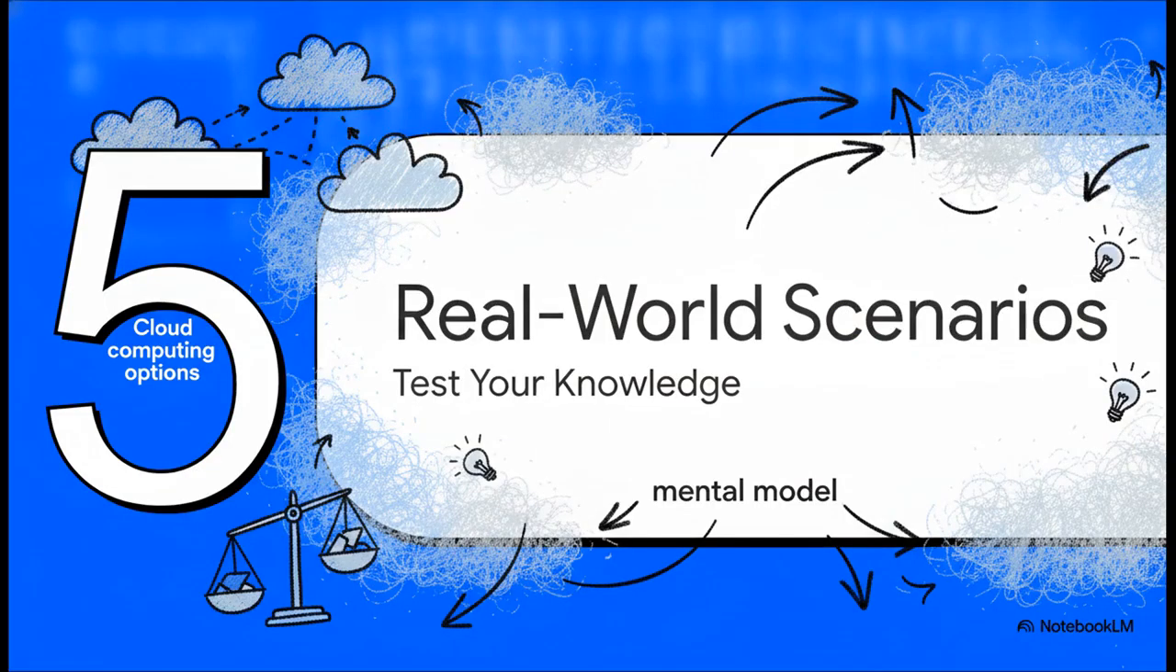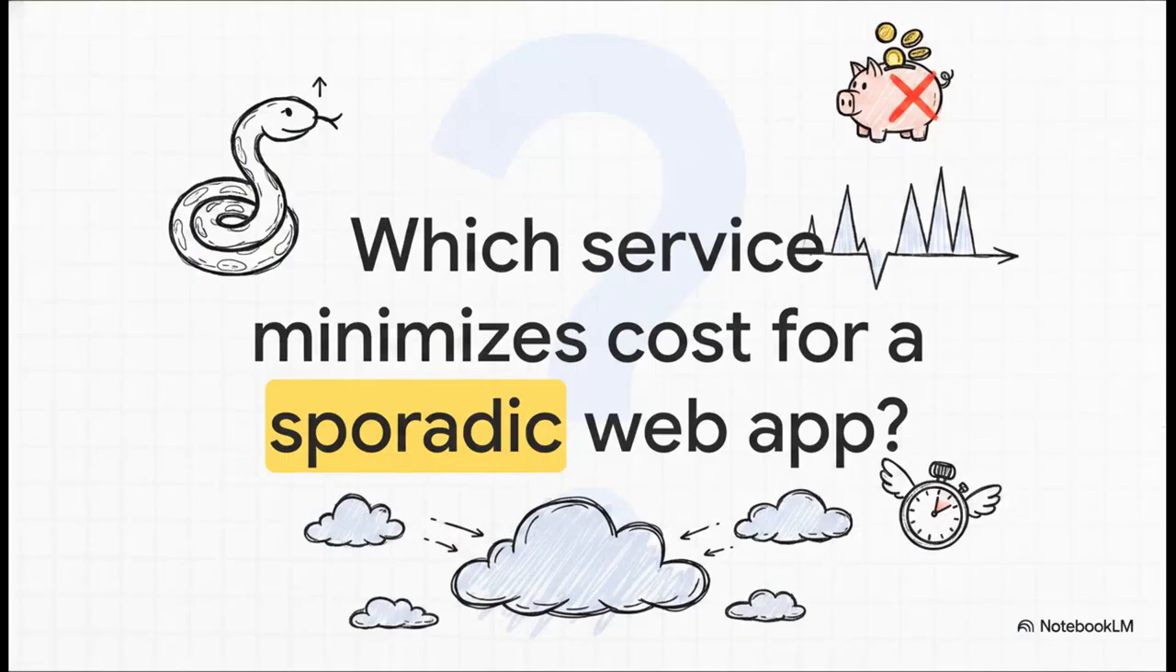Okay, let's bring it all together in part 5, real-world cloud scenarios. Let's test that mental model we've been building. Scenario 1. Let's say you've got a Python web app. It just uses custom code and basic libraries. Usage is going to be incredibly sporadic, and your boss wants you to aggressively minimize both the hosting costs and the DevOps overhead. So where does this workload belong?